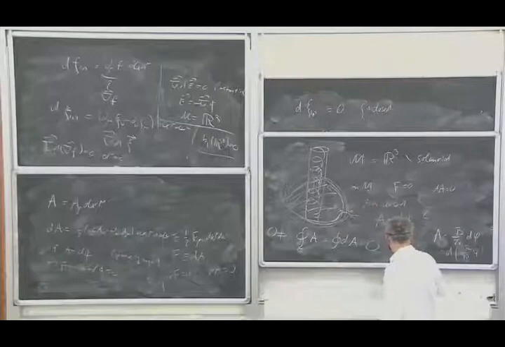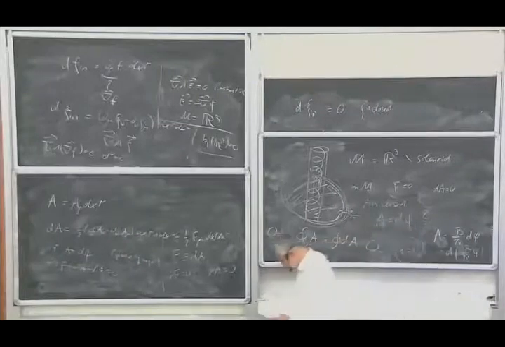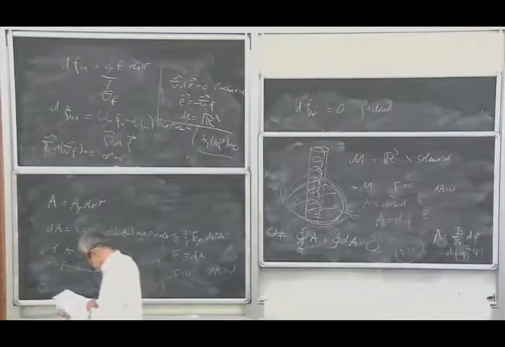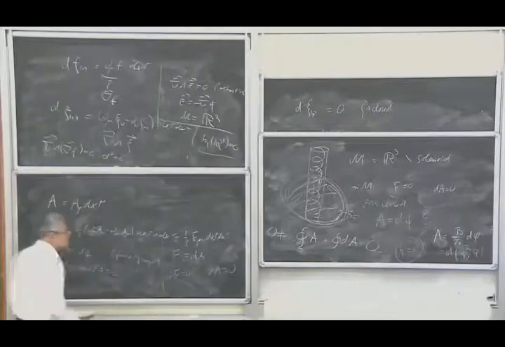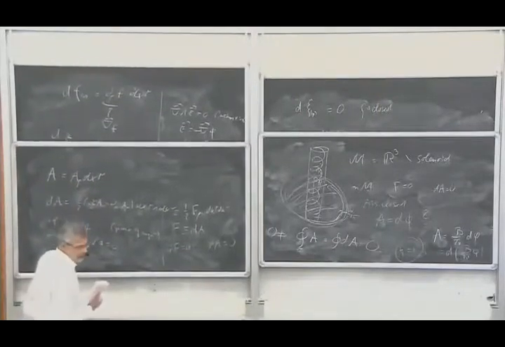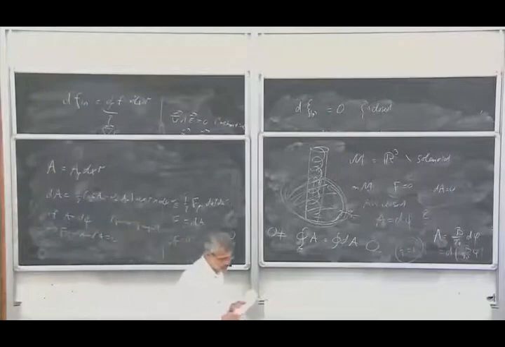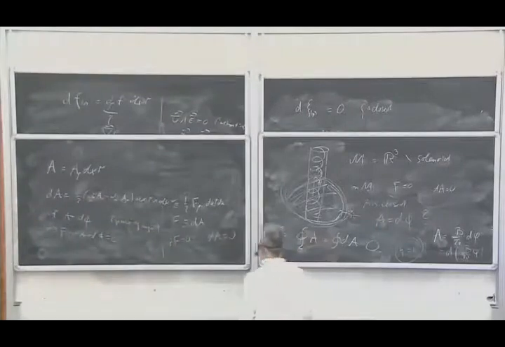In this case, we have B1 is 1. Okay? There's another standard example of closed forms that are not exact.